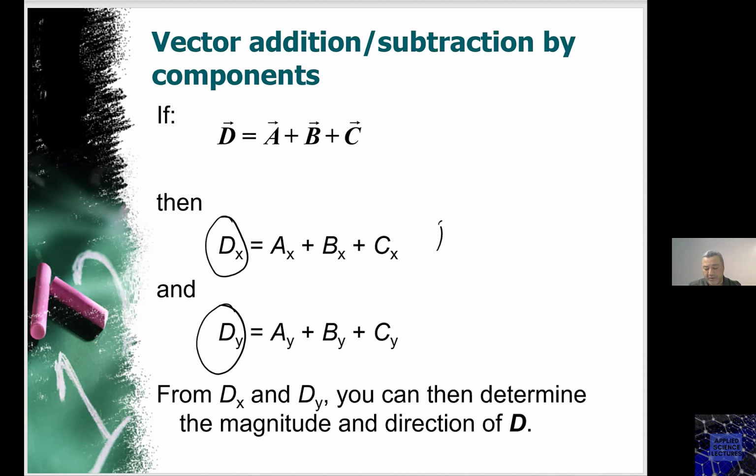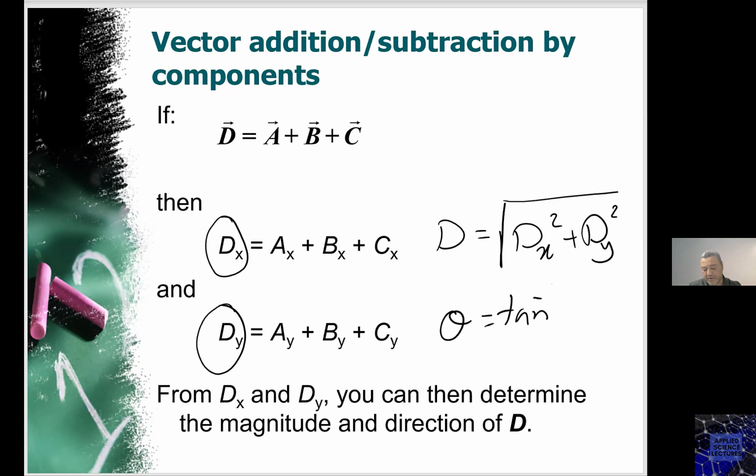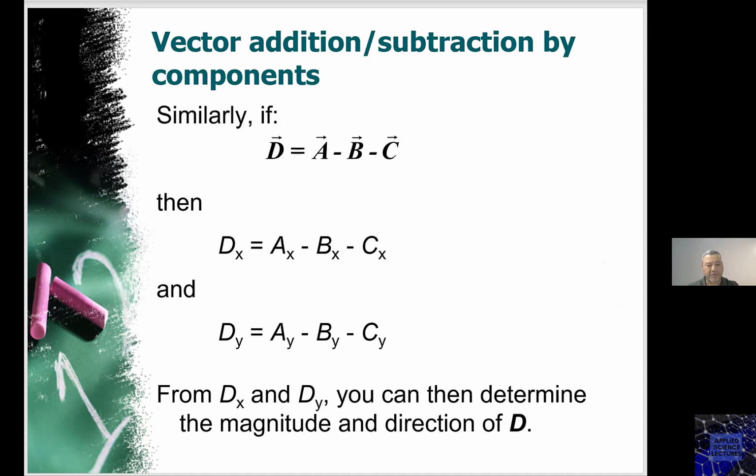And then how do I find the magnitude? Simple. I can use Pythagoras here, dx squared plus dy squared, and theta is tan inverse, exactly what we have seen earlier. So once I know the two components of a vector, the x and the y, I can construct the vector.